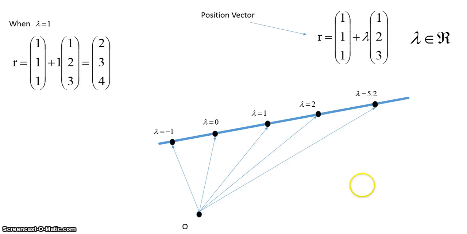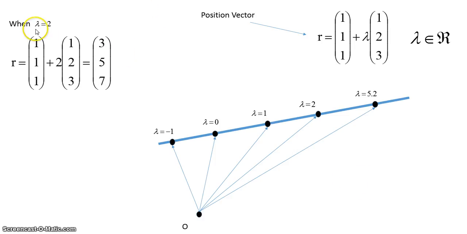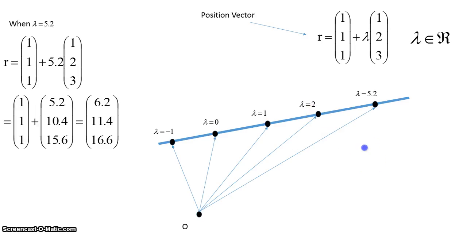Okay, so let's look at another example. In this case, we'll look at a similar example, lambda equal to 2. It's the same story, but you change the lambda to 2, and you get (3,5,7). So in this case, it's over here. This vector over here is (3,5,7), and this point over here is also (3,5,7). And you get the idea pretty quickly.